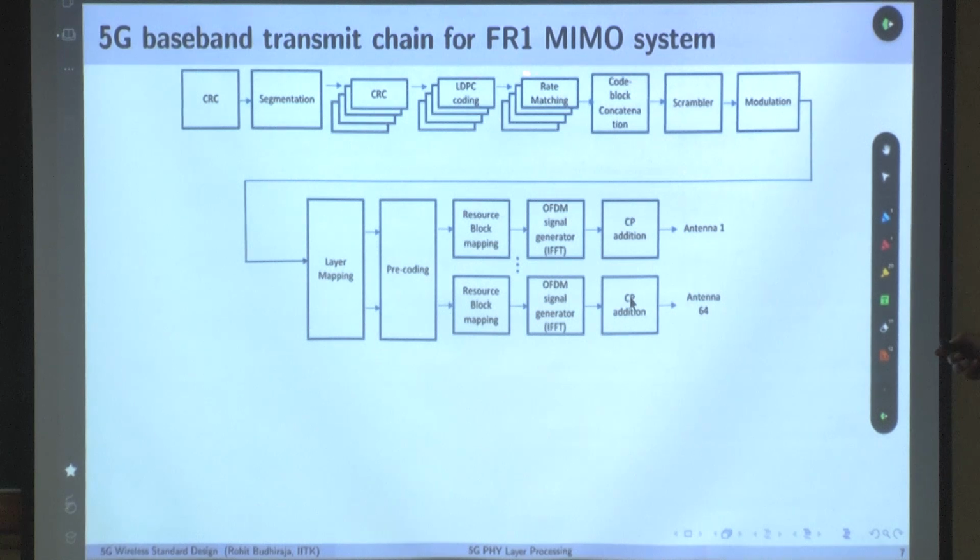Now, what happens for FR1 MIMO? This is whatever architecture we have discussed, that's what I am calling FR1 MIMO. Modulation, no need to repeat this, we have discussed this in all the details. Layer mapping, precoding, do it for each of the antennas. There are 64 antennas, so do this processing for 64 antennas.